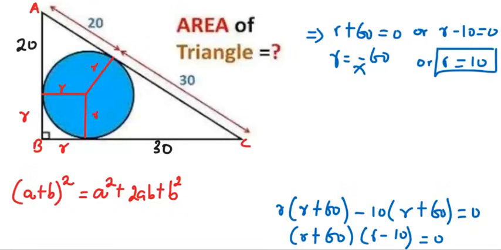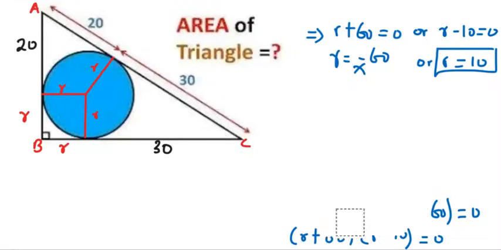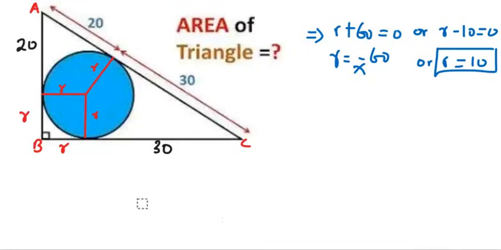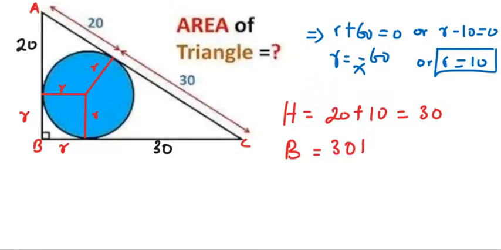Then don't forget that the area of a right triangle, or area of a triangle, is equal to half times base times height, right? So here, our base is BC, and our height is AB. But AB is equal to 20 plus R. So therefore, we're going to have our height, H, equals 20 plus R. R is 10, so that is 20 plus 10. So this is going to give us 30. And our base, B, is going to be equal to 30 plus R, which is 30 plus 10. So this is giving us 40.